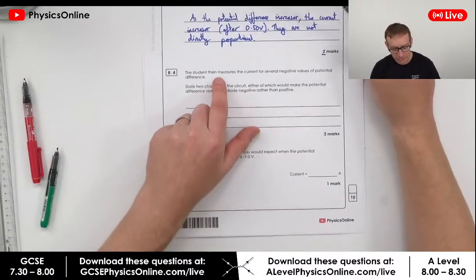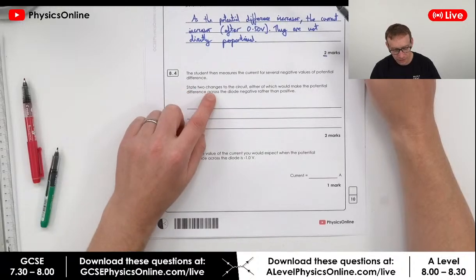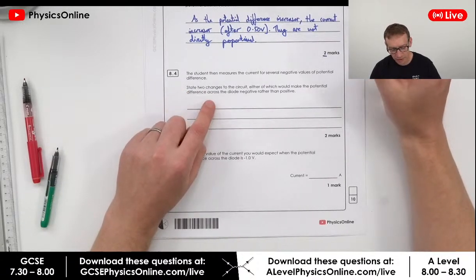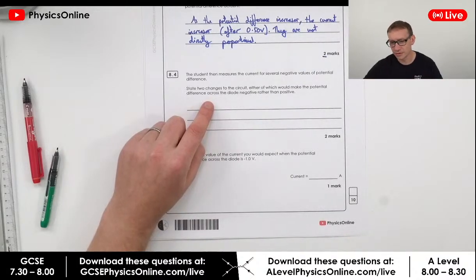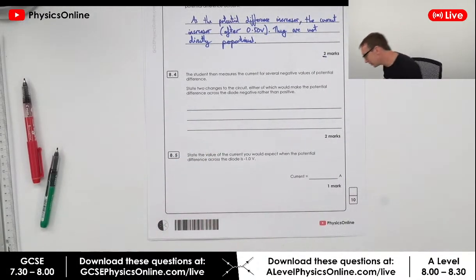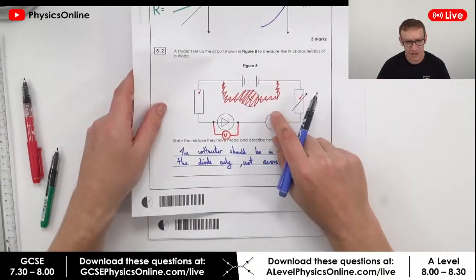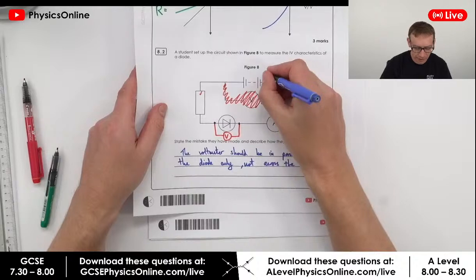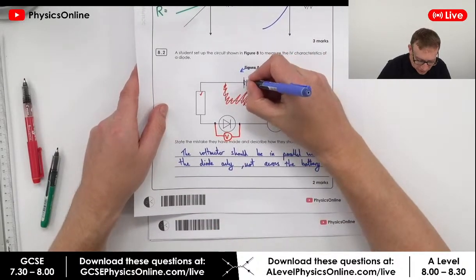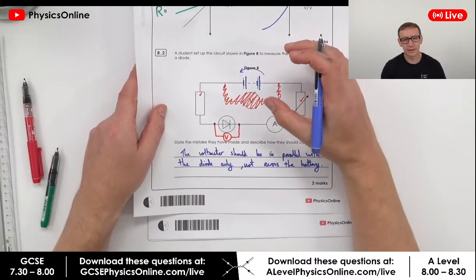Right. The student then measures the current for several negative values of potential difference. State two changes to the circuit, either of which would make the potential difference across the diode negative rather than positive. So how can we do that? Well, again, here's the circuit. I just left it on the floor. How do we change that? Well, one thing we can do is reverse the direction of the battery or the cell. So we just basically have this going the other way around. So you can flip the direction of the cell.